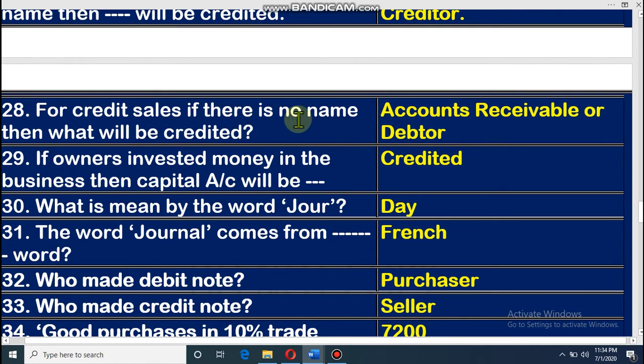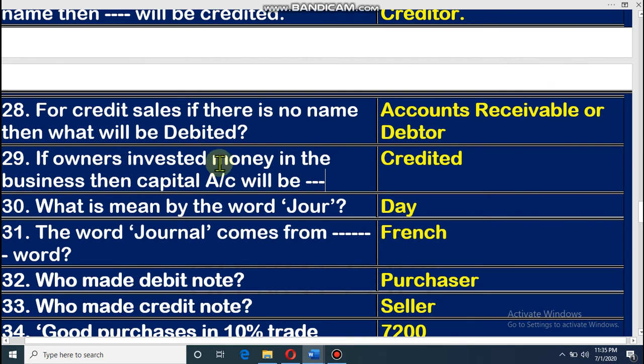For credit sales, if no name is given, then what will be credited? Sales account will be credited. What will be debited? It is account receivable or debtor. For credit sales, if no name is mentioned, then debtor account or account receivable account is debited.